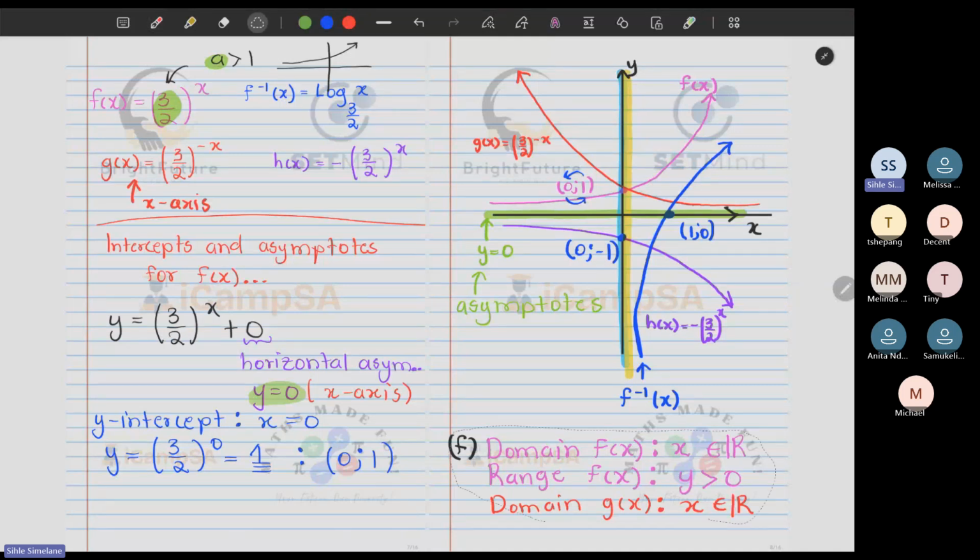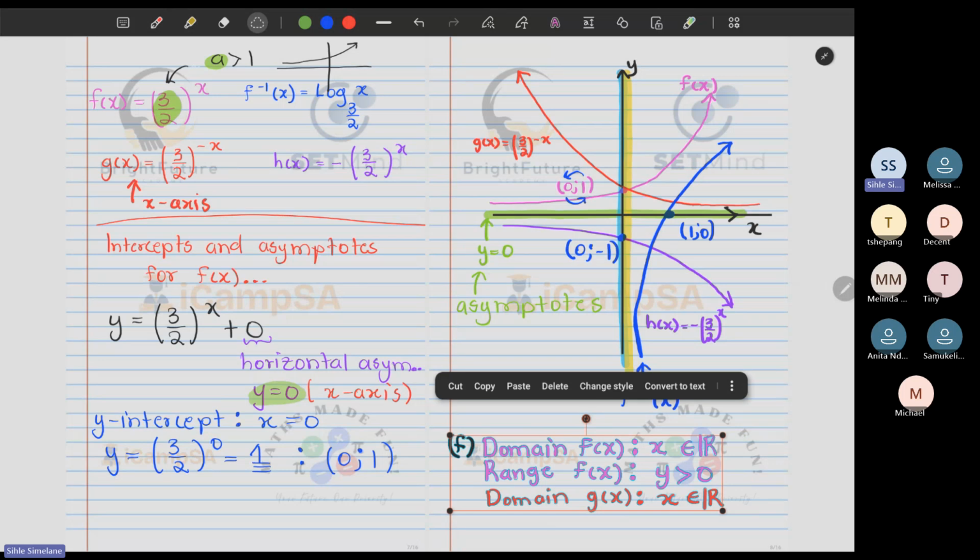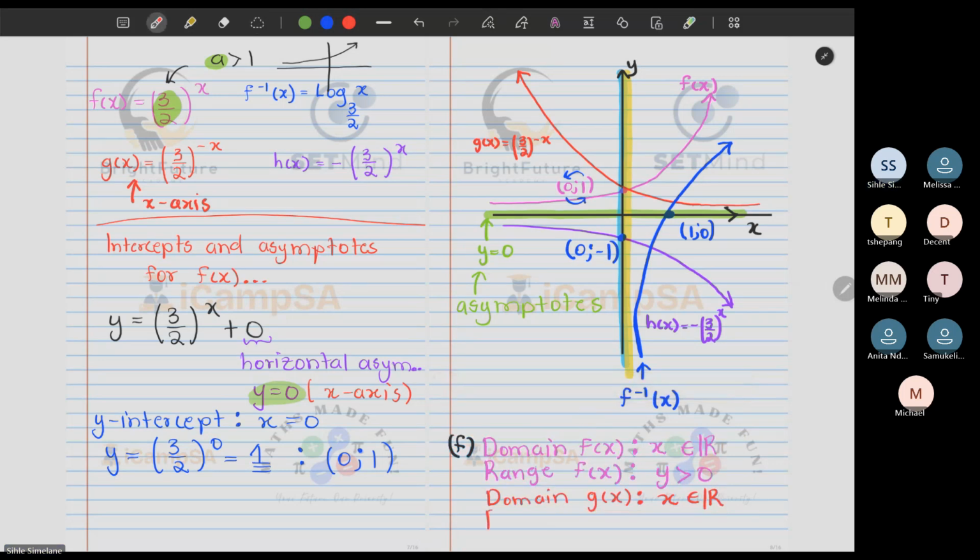Now let's have a look at the range then. What is the range of this red function? Y must be greater than 0. Yep, y must be greater than 0. It is still subjected to the same asymptote if you look carefully.